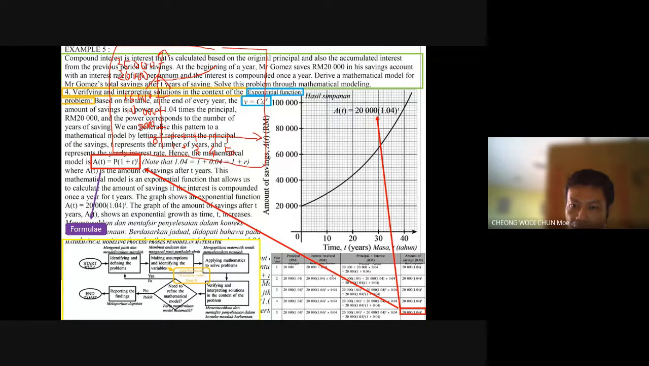From here also can. So this is the principal 20,000. So you put P bracket 1 plus R, where R is the interest rate 0.04. Then the first year becomes power 1, second year becomes power 2. So you can put T, the time. Power 1, 1, power 2, 2, power 3, 3. So in the first year, here becomes 1. Second year, you don't need to write T also no problem. You can write down the formula, A equals P(1 + R)^T, like that also can. This is the formula that we created.